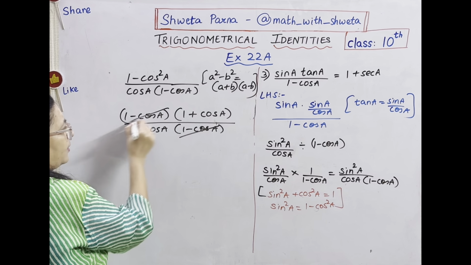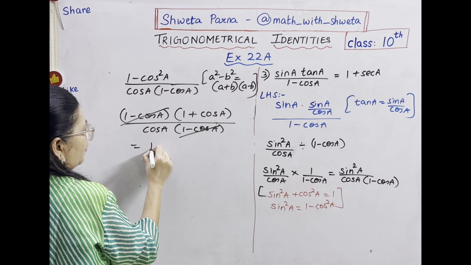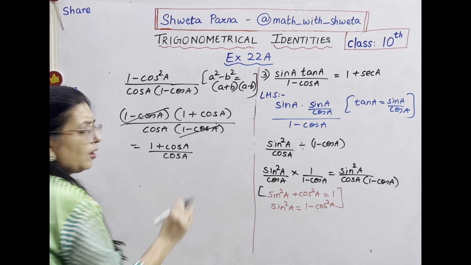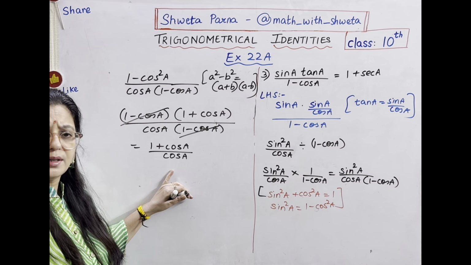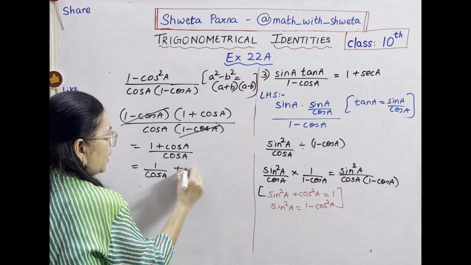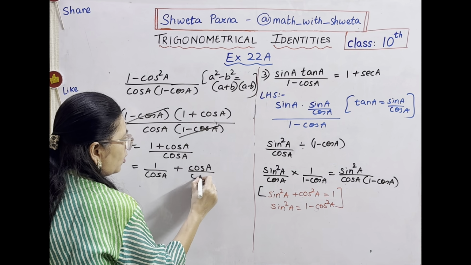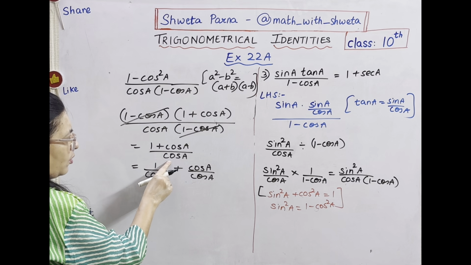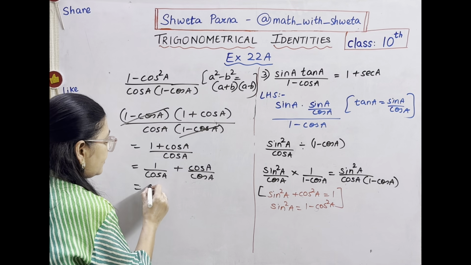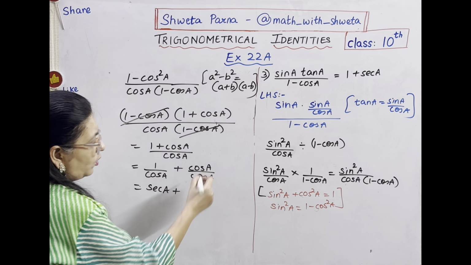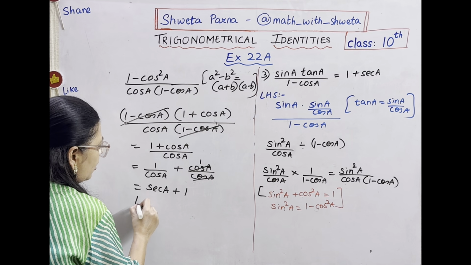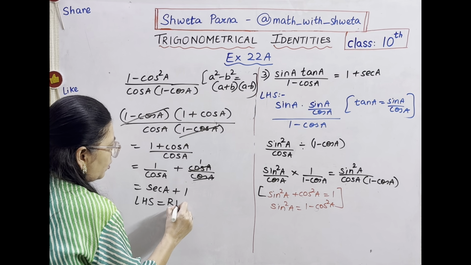So this and this get cancelled. What is left? (1 plus cos A) upon cos A. The whole denominator is cos A, so if we separate it, it means 1 upon cos A plus cos A upon cos A. What is 1 upon cos A? It is sec A. And cos A upon cos A gets cancelled, it is 1. This is what you needed. So left hand side is equal to right hand side.